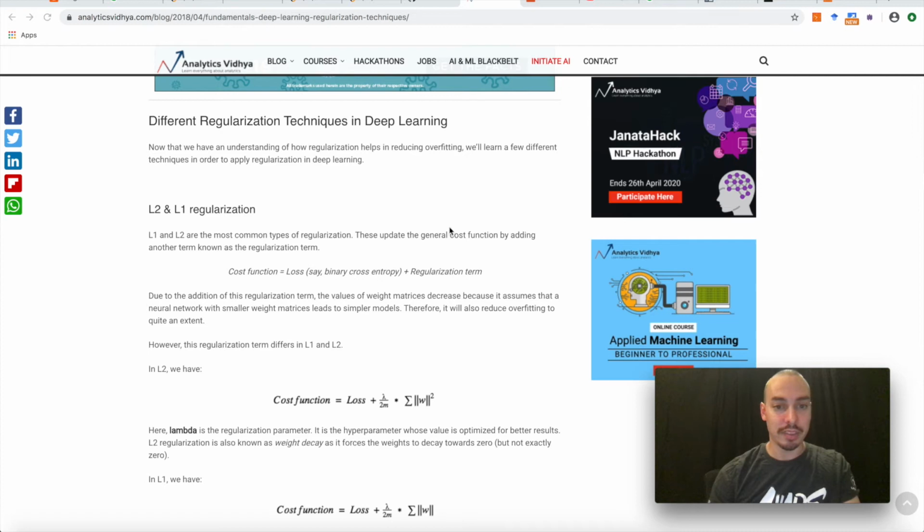In order to achieve this, the two most common techniques are L2 and L1 regularization. So here, the most common types of regularization. These update the general cost function by adding another term known as the regularization term. So the cost function is the loss plus the regularization term, which in the optimization and numerical optimization community has been around in mathematics for decades as a standard term. Here it just gets a machine learning or deep learning flavor.